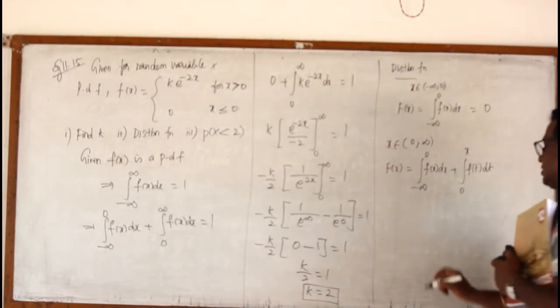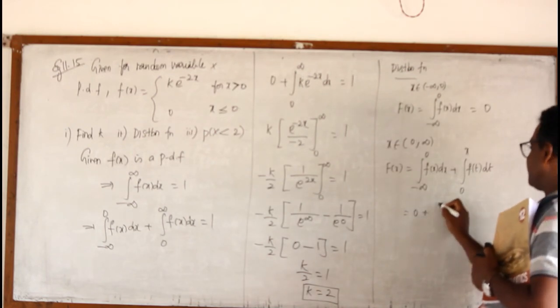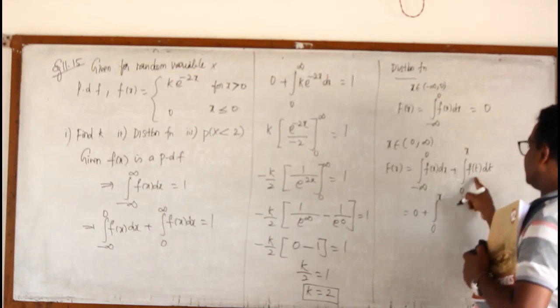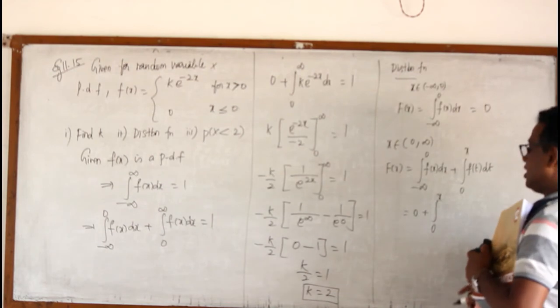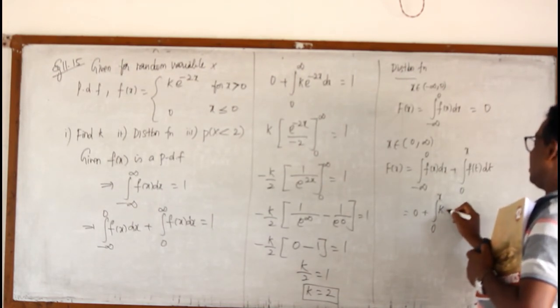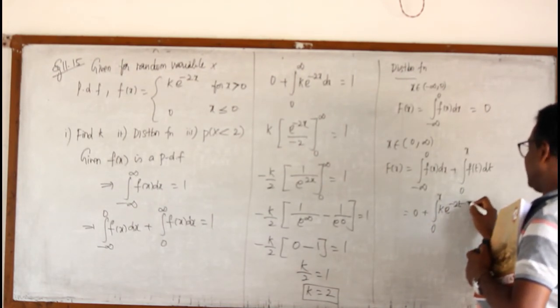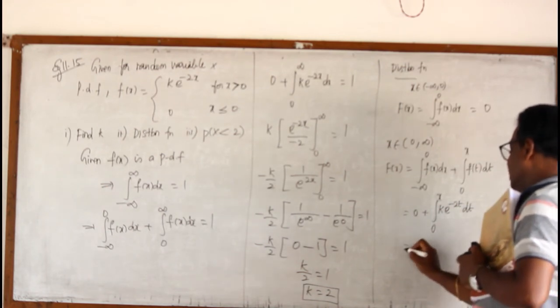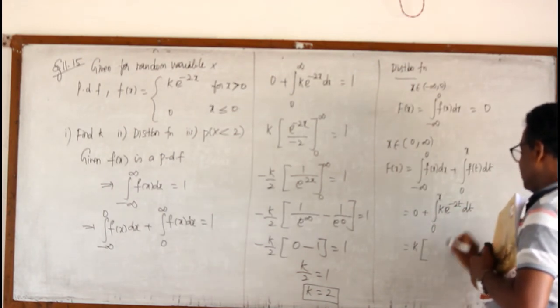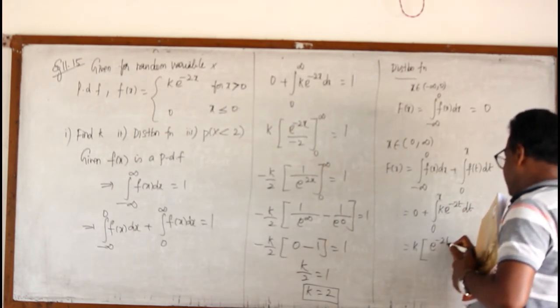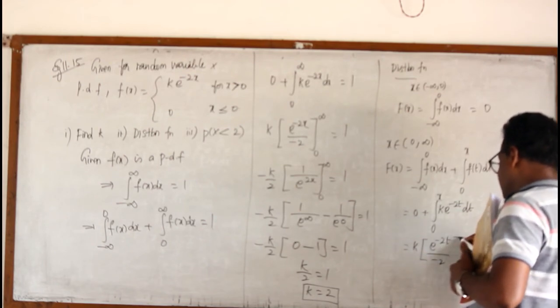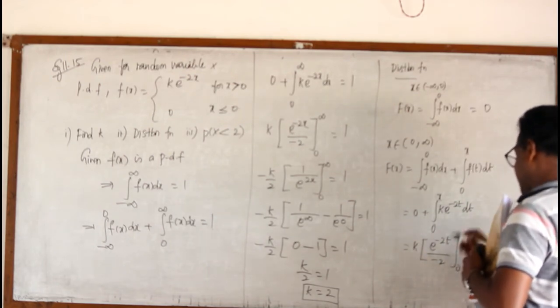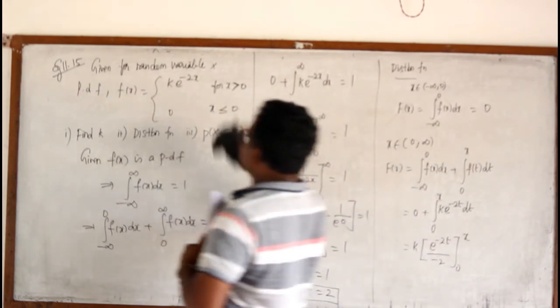I need the function. So it is 0, 0 dx. F of x is k e power minus 2x, so f of t dt is k e power minus 2t dt. K can be taken out. The integration of e power minus 2t is e power minus 2t by minus 2, from 0 to x. So we are here.